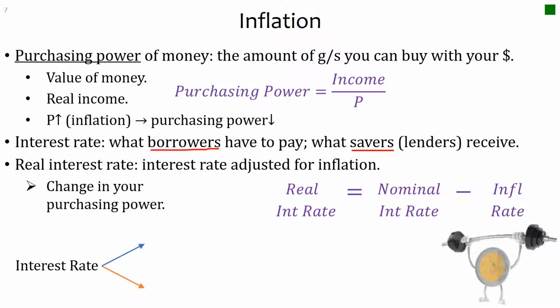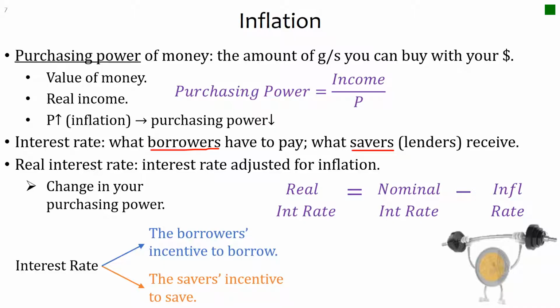Whenever we talk about interest rate, you must think about these two sides. You must think about the borrower's incentive to borrow and the saver's incentive to save. This idea of the incentive to borrow and the incentive to save is quite important. So here's the thing. If the interest rate is very high, the borrowers don't like it because they have to pay. The savers like it because they receive, right? So they have the opposite kinds of incentive. So pause here and write down your notes.